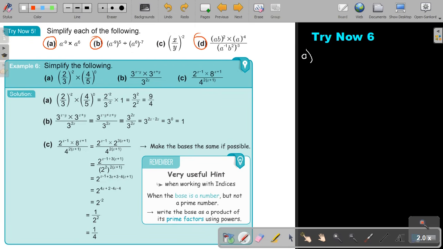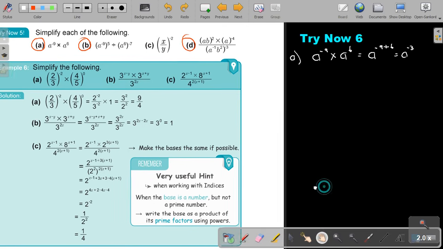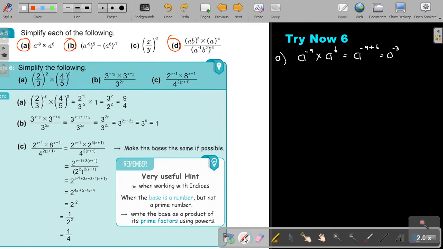Number A. It's a to the power of negative 9 multiplied by a to the power of 6. So it's negative 9 plus 6, and that's a to the power of negative 3. Then let's just move it a little bit to this side. Then it's 1 over a to the power of 3. Okay, so that's how I do that one.